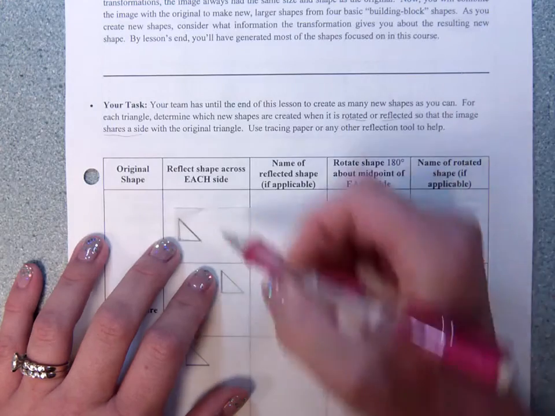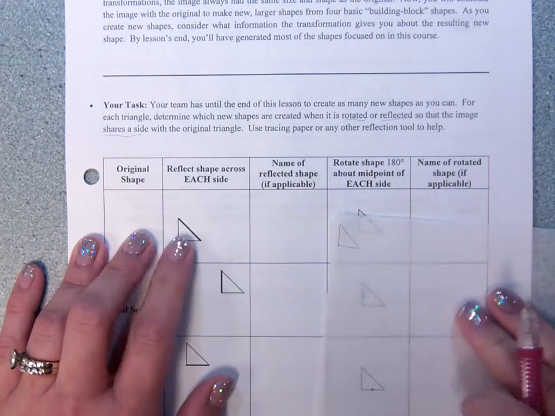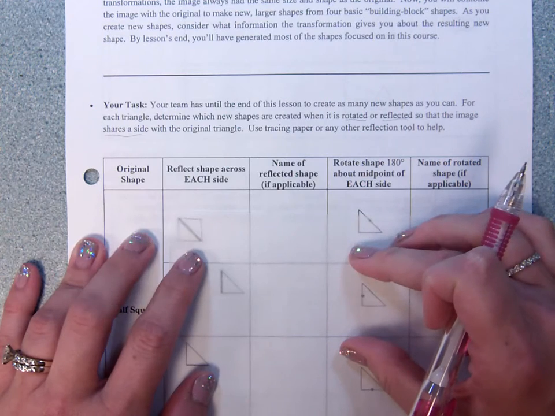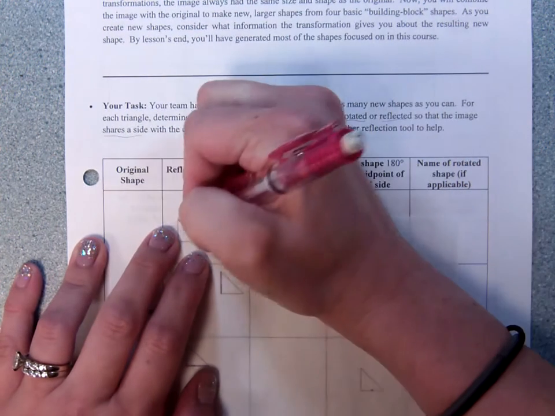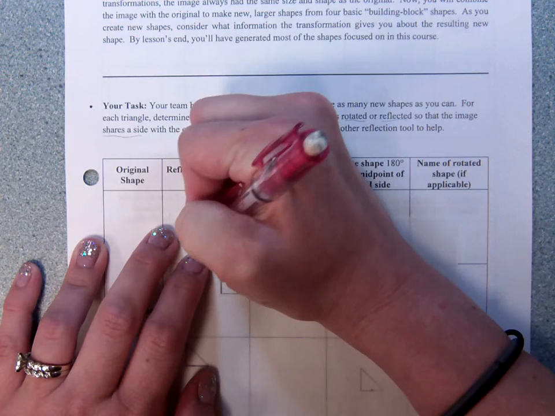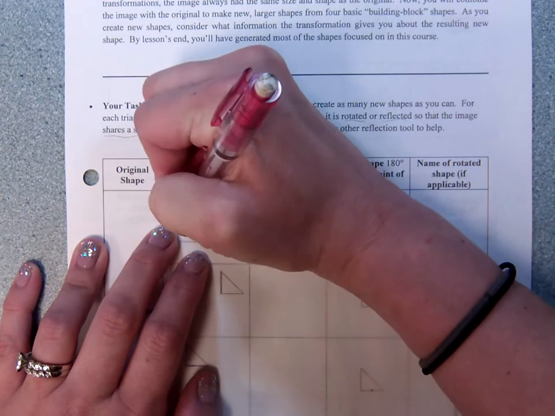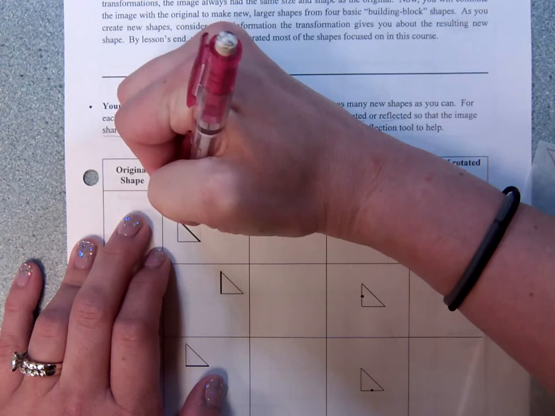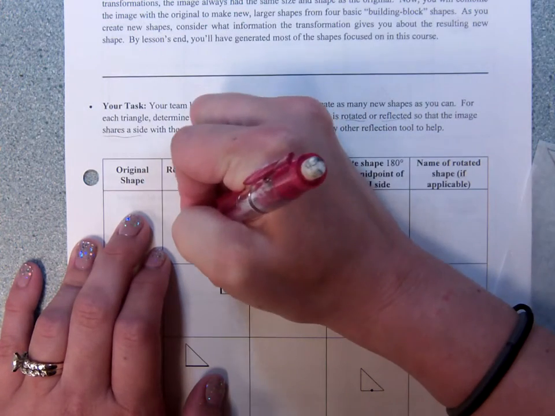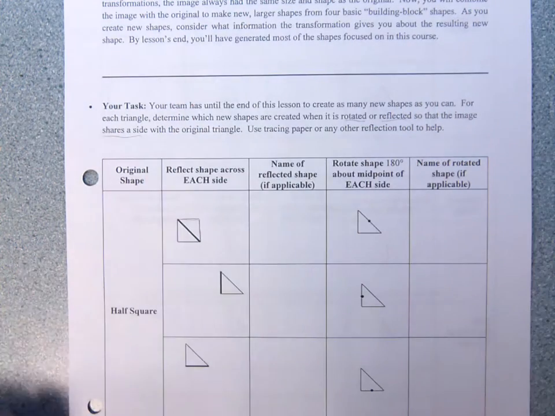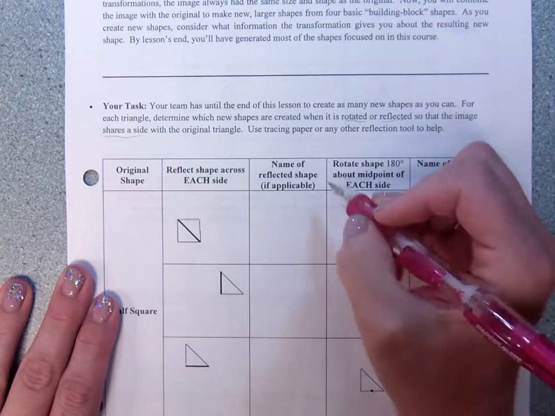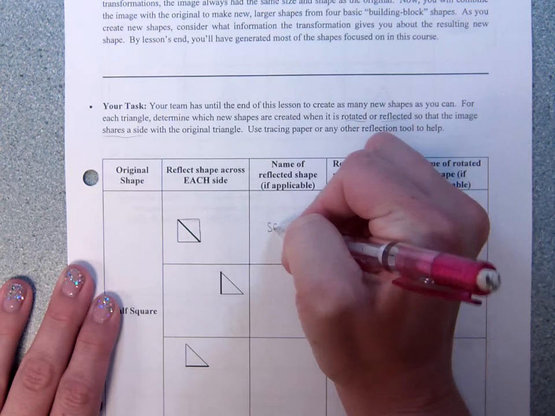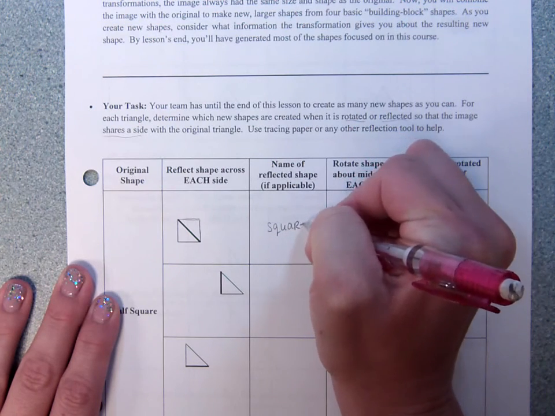And then you're reflecting over the bolded side. So I'm going to take this and flip it over. Basically reflecting it over right there. So you might need to press hard to get the line on there. So then you created a new four-sided shape. So looking at the name of the reflected shape, you're looking at this entire shape. We could call this a square. It looks like a square.